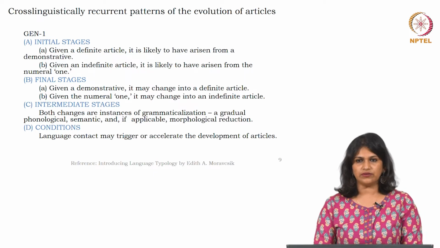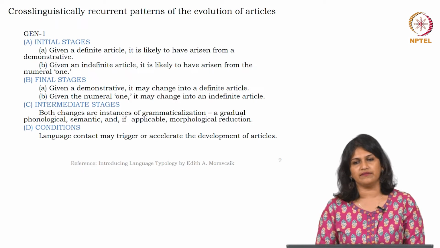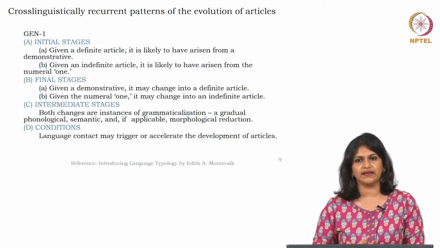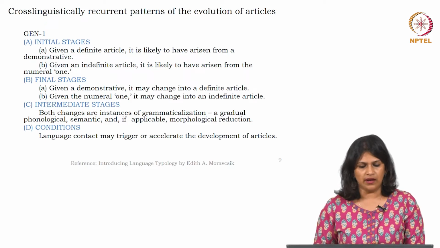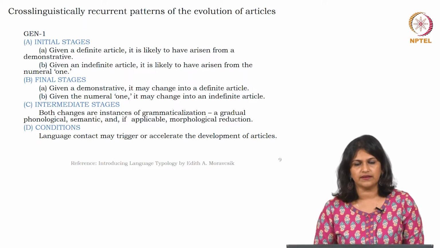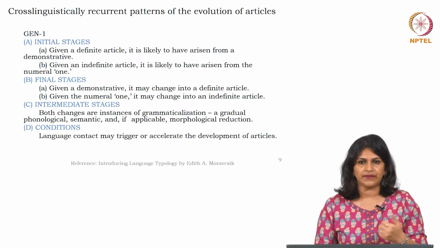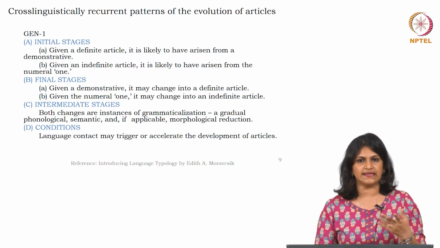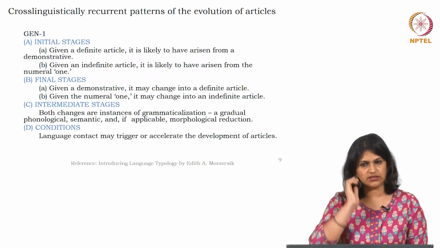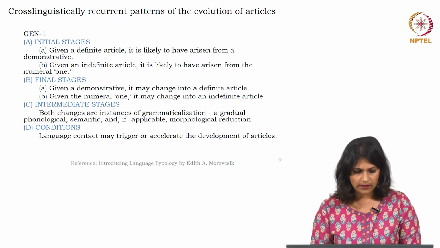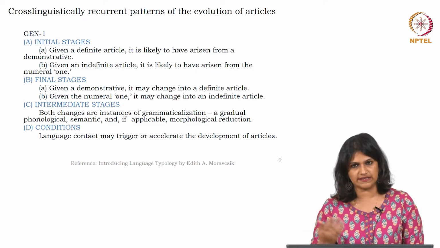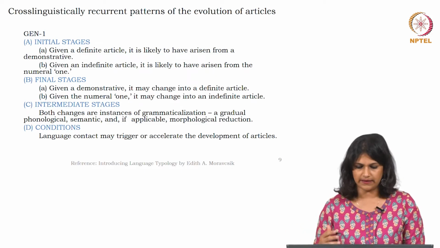When we were trying to understand what could have been the trajectory of evolution of articles in human language, we realized that there is enough empirical evidence which would give us an impression that definite articles might have arisen from demonstratives. A definite article like the must have arisen from demonstratives like this, that, these or those. And the generalization related to the final stage is that since we have a demonstrative in hand, it has the potential to change itself into a definite article. So, that is about definiteness.